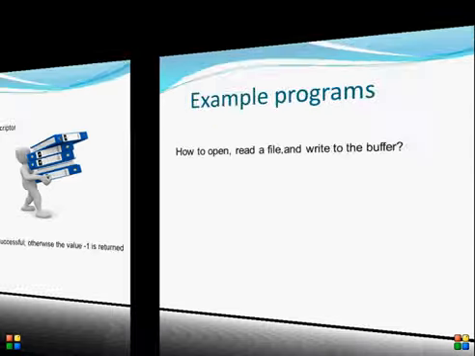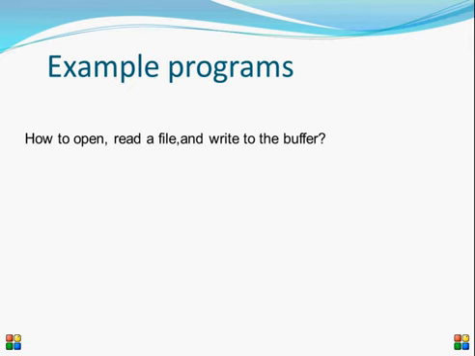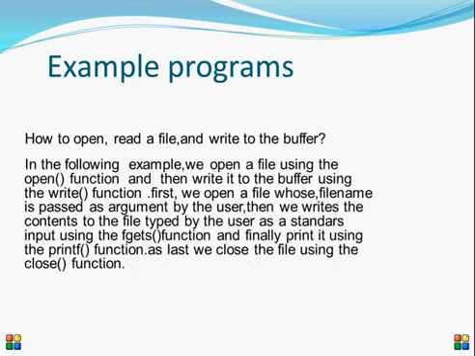Now let us see an example for this: how to open, read and write to the buffer of a particular file. The solution for this problem is, we open a file using the open function first and then write it in the buffer using the write function. First, we open that particular file whose file name is passed as an argument by the user, means the user will send an argument. Then we write the contents typed by the user as standard input using the fgets function, and finally print it using the printf function.